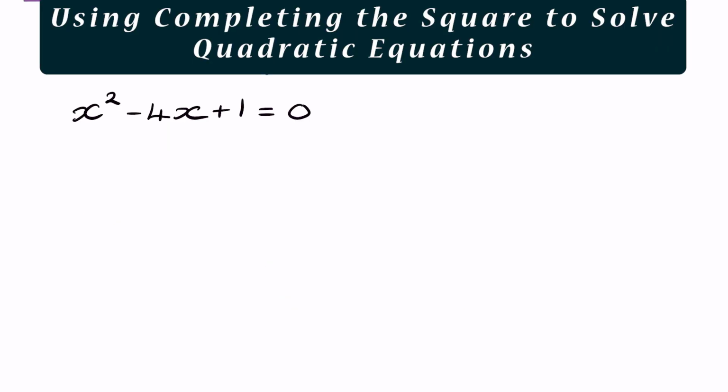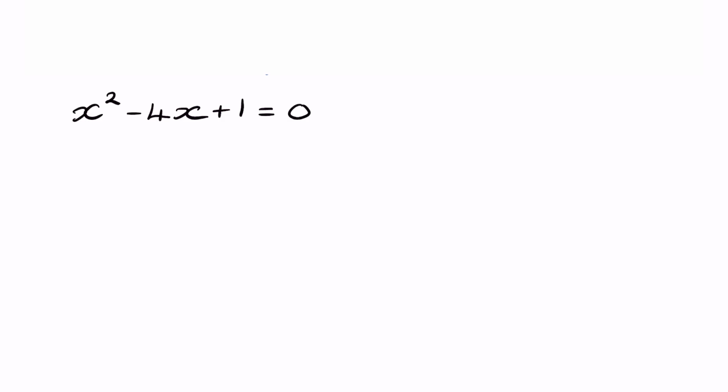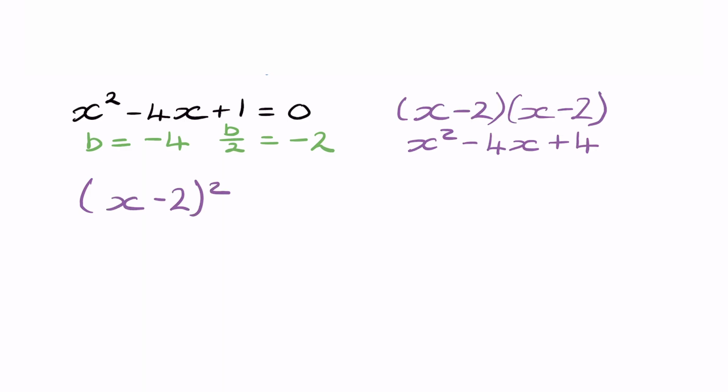Now we're going to go on to actually use completing the square to solve quadratic equations. We have the quadratic equation here, x squared minus 4x plus 1 equals 0. First step, we put it in completed square form. So we have b equals negative 4. b divided by 2 gives us negative 2. So the bracket is (x - 2) squared. That would be x squared minus 4x plus 4. We wanted plus 1, so we have to subtract 3. So we subtract 3, and that equals 0.